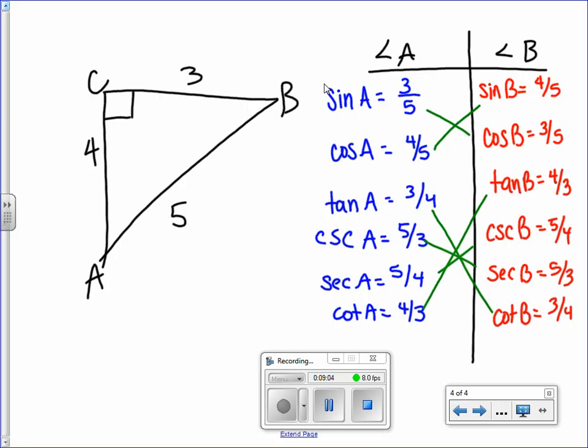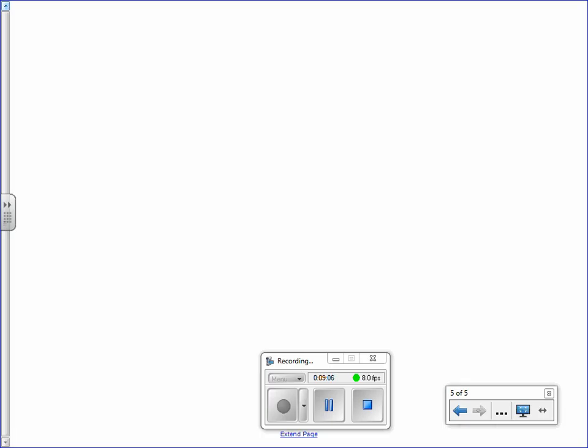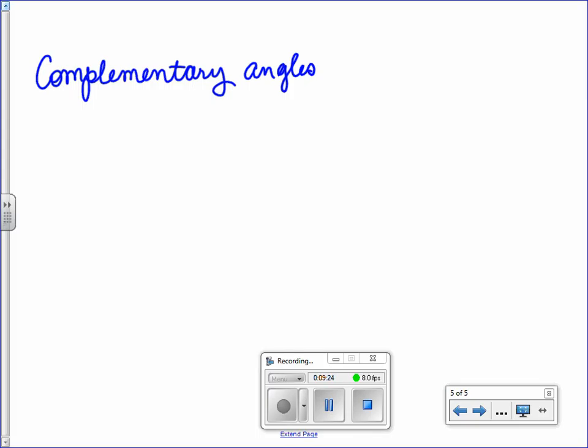Complementary angles. Oh, good heavens. Could that word be any longer? Complementary angles. Here, let's name them A and B. Make it easier.